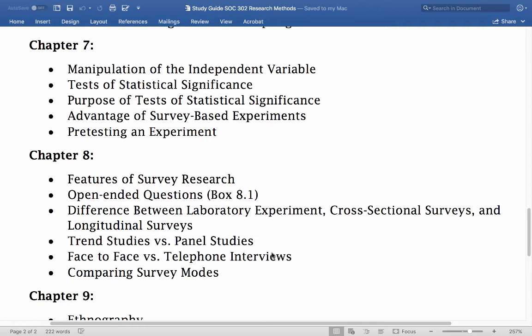Okay, next one. Test of statistical significance, just like, why are we doing it? That's what the question is about. What is the causal criteria for doing this? Well, you want to have some sort of association. That's really what you're looking for. Okay, so purpose of tests of statistical significance.